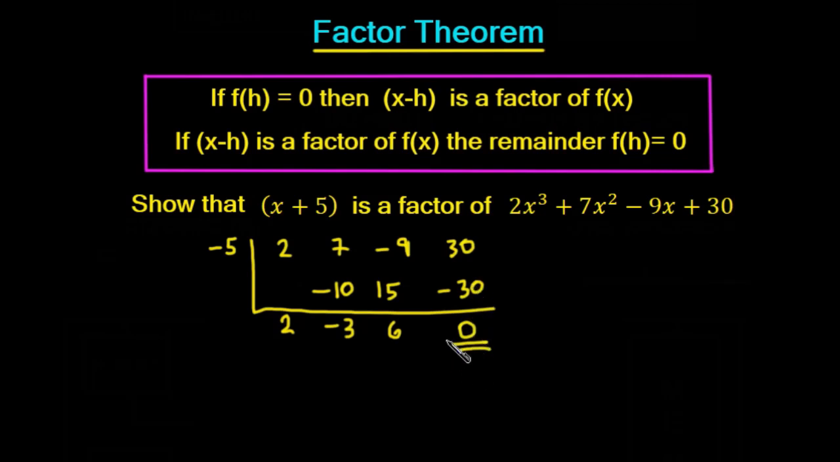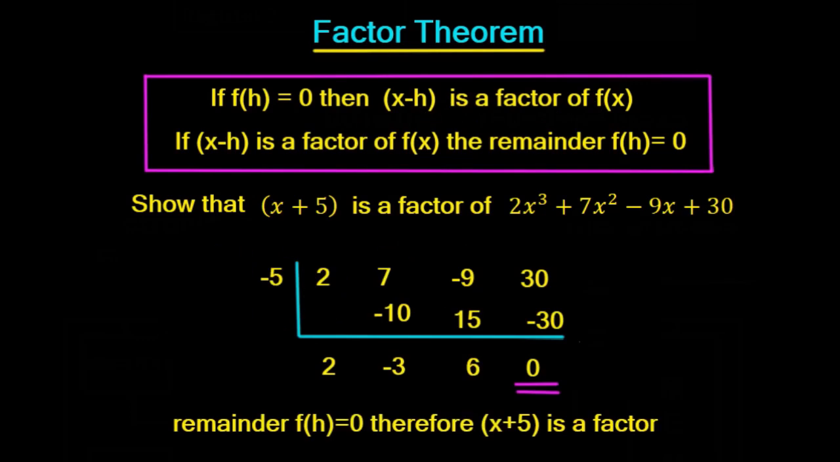So in this instance the f of h, which is the remainder, equals 0, therefore this x plus 5 is a factor of f of x. So this is it done out a bit more neat and tidy. So we can say here then that the remainder f of h equals 0, so that's the remainder equals 0, therefore x plus 5 is a factor of this equation here.